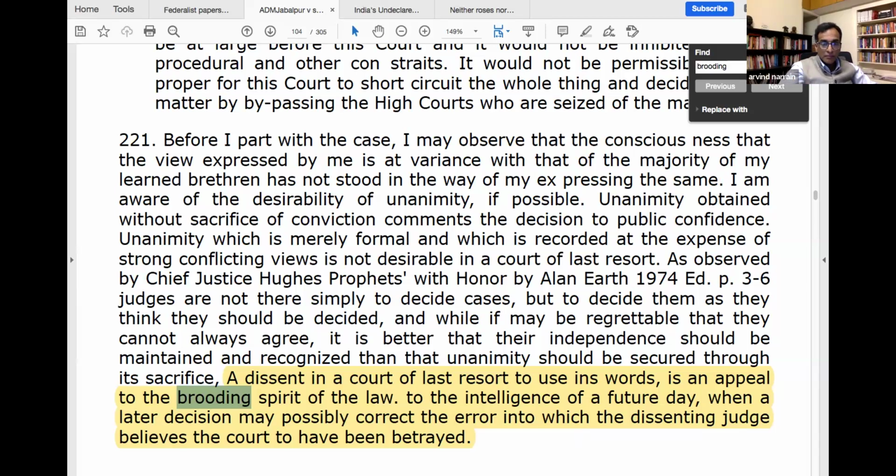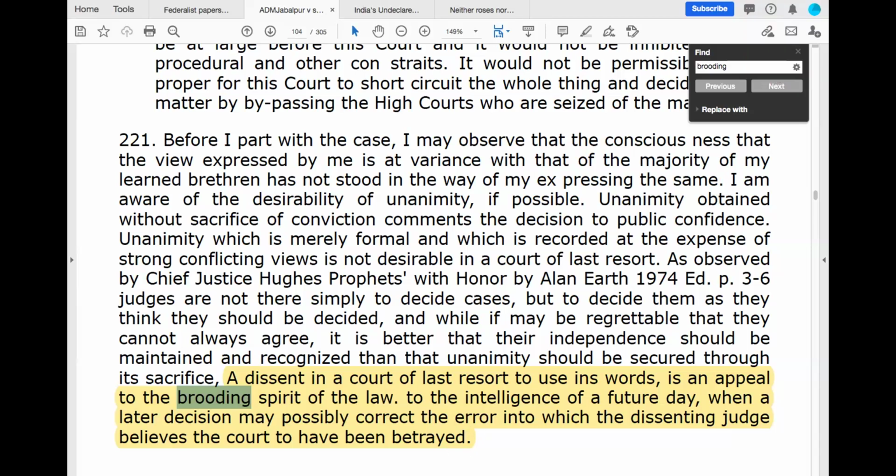A dissent in a court of last resort, to use its words, is an appeal to the brooding spirit of the law, to the intelligence of a future day, when a later decision may possibly correct the error into which the dissenting judge believes the court to have been. So you have the fact that it's a minority judgment, and it's an appeal to what Justice Khanna calls the brooding spirit of the law, and to the intelligence of a future day.